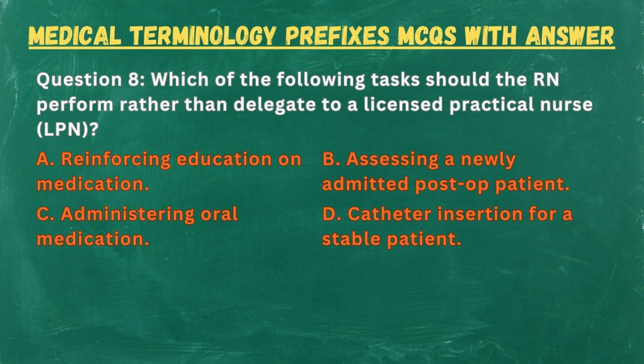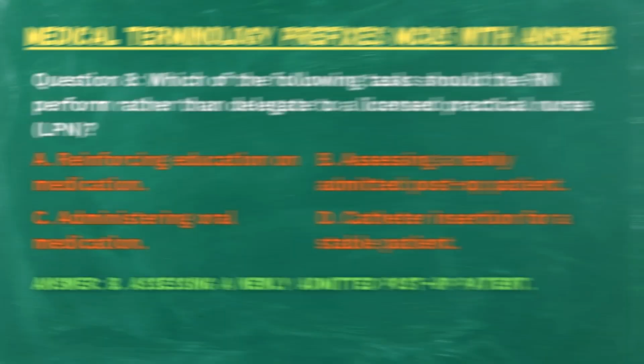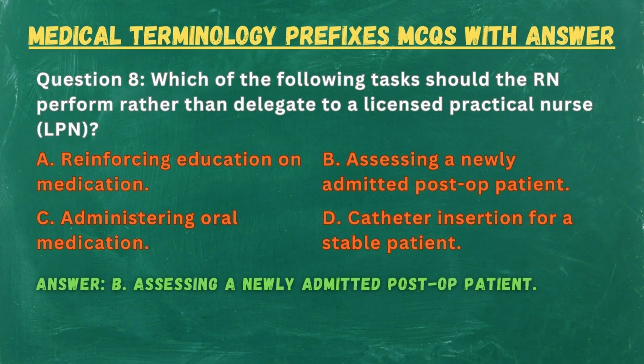Question 8. Which of the following tasks should the RN perform rather than delegate to a licensed practical nurse, LPN? A. Reinforcing education on medication. B. Assessing a newly admitted post-op patient. C. Administering oral medication. D. Catheter insertion for a stable patient. Answer: B. Assessing a newly admitted post-op patient.